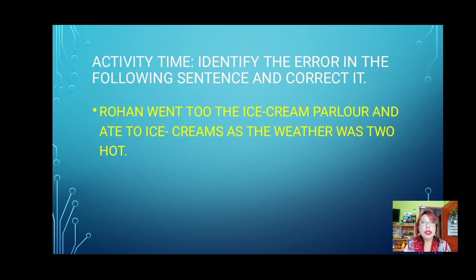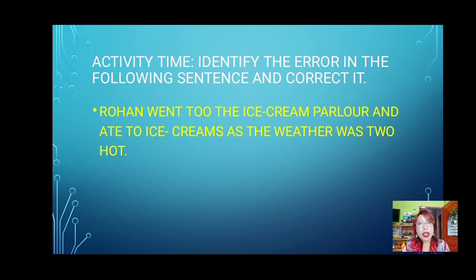So here is a small activity for you. You need to identify the error in the following sentence and correct it. Just have a look at the sentence. I have misplaced the words to, too, and two. So you need to identify the error and rewrite the sentence. Let us have a look. Rohan went to the ice cream parlor and ate two ice creams as the weather was too hot.